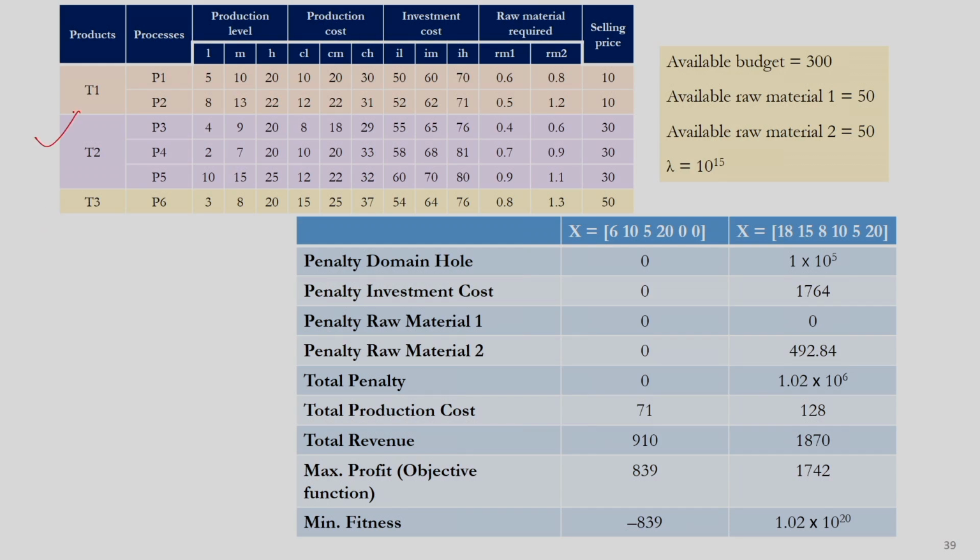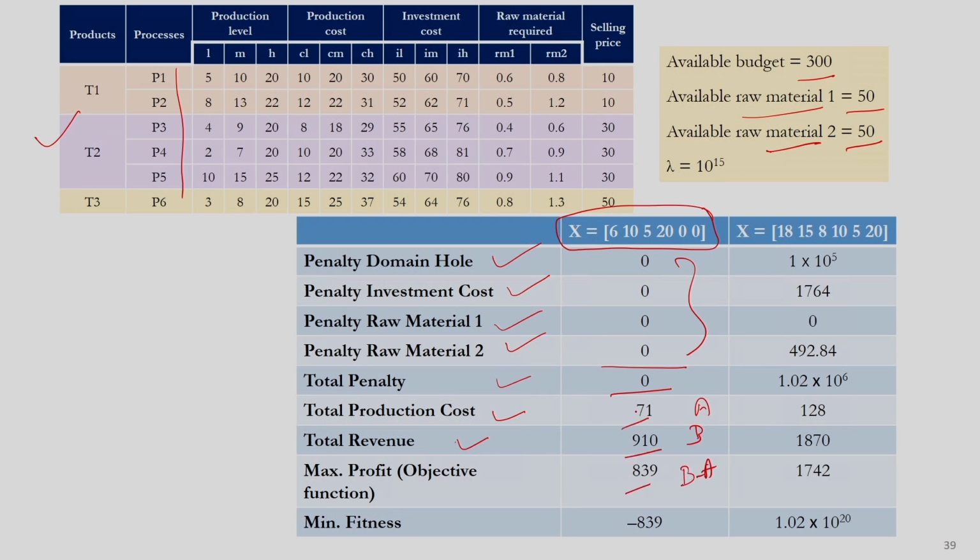So, this is the given data, and the amount of budget which is available is 300, and the amount of raw material 1 and raw material 2 which is available is 50. Assume the production plan to be 6, 10, 5, 20, 0, 0. There are 6 processes, so we have 6 variables. Calculate the penalty incurred for domain constraint, the penalty incurred for investment cost, and the penalty incurred with respect to raw material 1 and raw material 2. What is the total penalty? The total penalty will be the summation of these. You need to calculate the total production cost and the revenue. If this is A and this is B, the profit would be B minus A. We leave it for you to calculate.